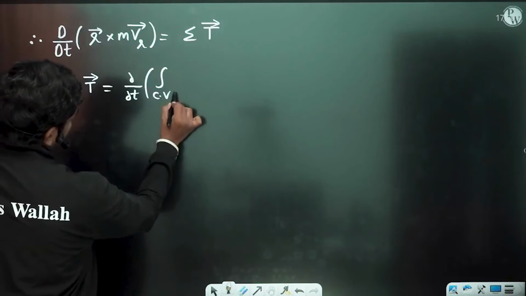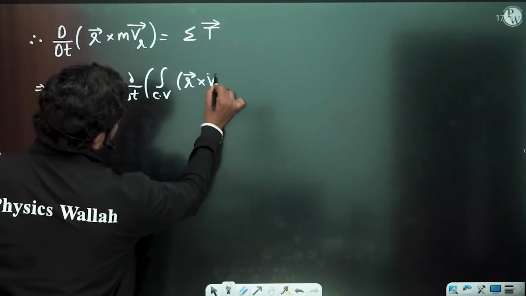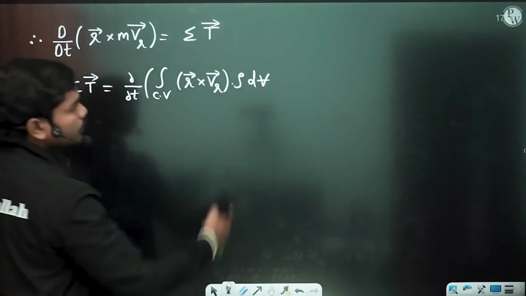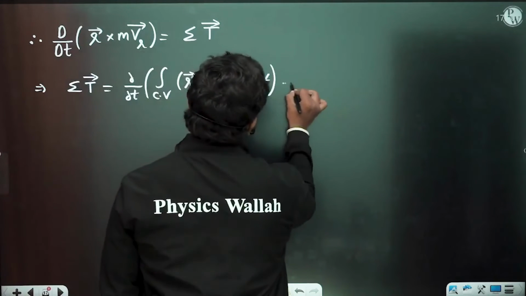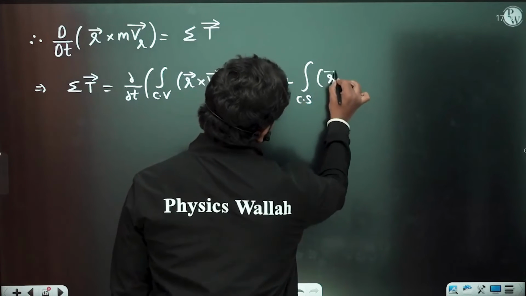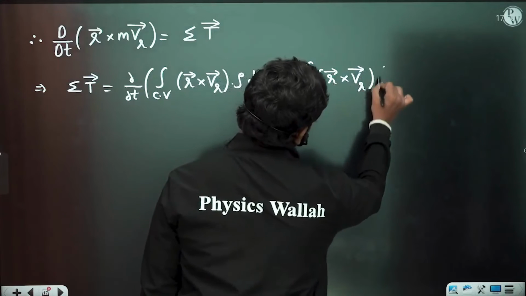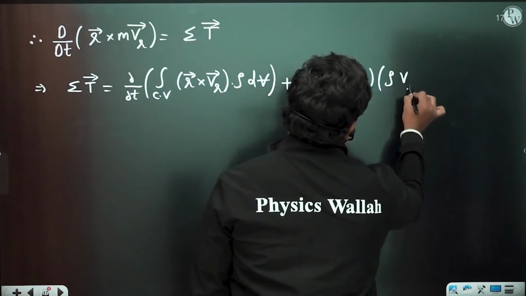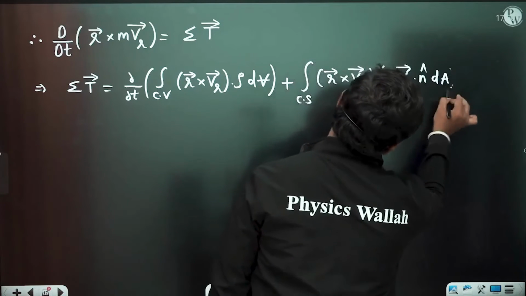dou by dou t of the integral over the control volume of r bar cross v_r bar times rho dV. I'm using a cap on the volume because otherwise you will get confused with velocity and all. So this quantity plus the integral over the control surface of small r bar cross v_r bar times rho v_r bar dot n cap dA. This is anyhow the mass of fluid that actually turns out.